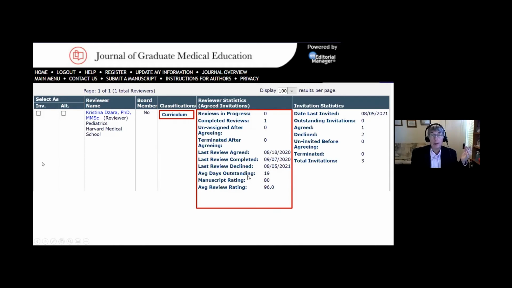But here's pretty good. She does reviews quickly. We like to have people do reviews within 20 days. And if you need a little longer and you ask for an extension, that's okay. But the longer reviewers take, the longer it takes to get a decision. But here's what's important. And you can say manuscript rating, average reviewer rating. What's that? Well, those are like ABCDs. It's a 51 to 100 typically scale. So this is the average rating she gave to the manuscript she reviewed, which is kind of a high C, low B. So she's kind of a tough reviewer, which is okay.